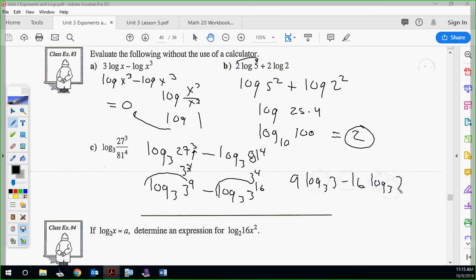Why does that help us? Right, because the log 3 is nothing, or it's 1. 9 minus 16, negative 7. Okay, confused faces, ask questions. Can't read your mind.